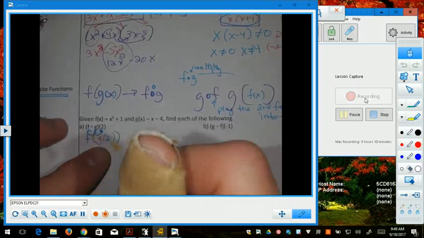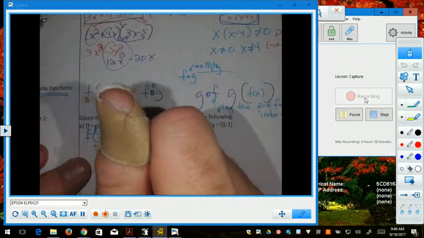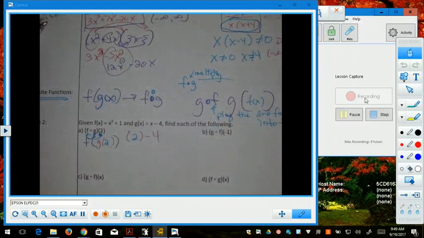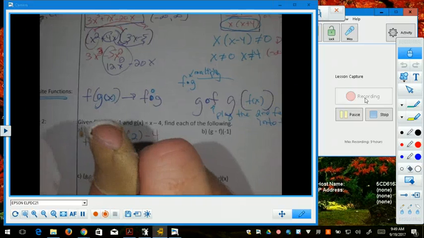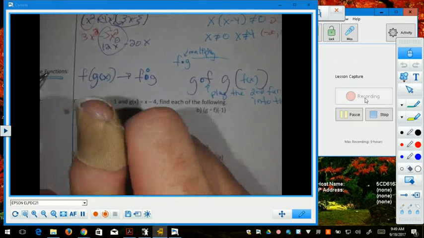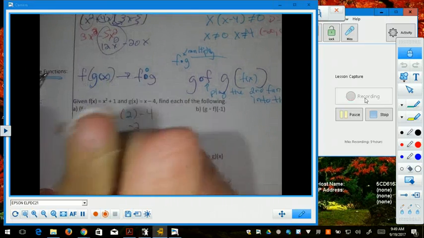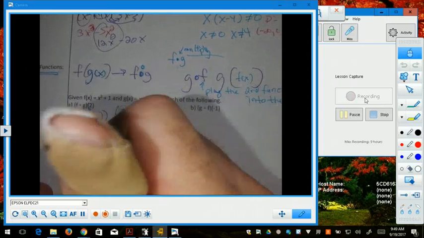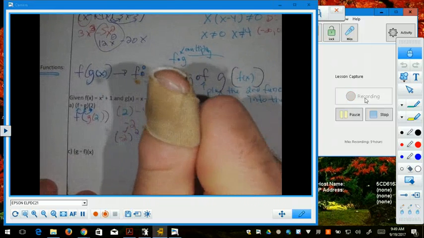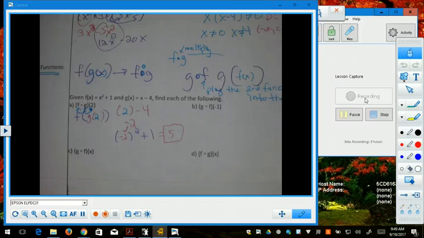So I plug the 2 into G. Here's G. This is x minus 4. And I'm putting a 2 in. 2 minus 4 is -2. I take my answer from G and I plug that into F. F is x squared plus 1. So when I plug in that -2, I get 4 plus 1, which is 5. Try that for letter B.